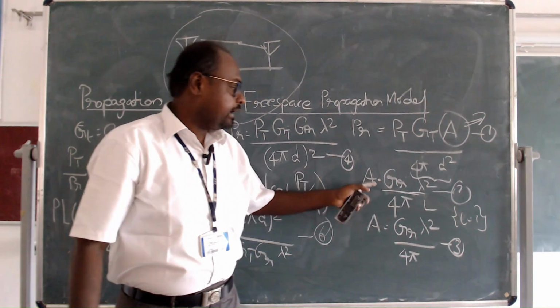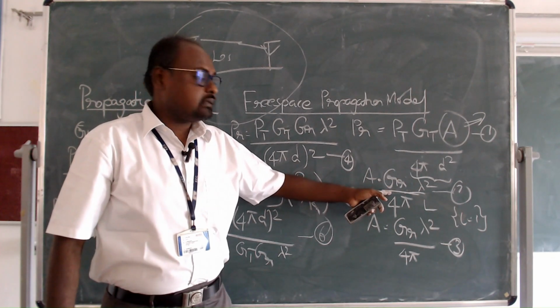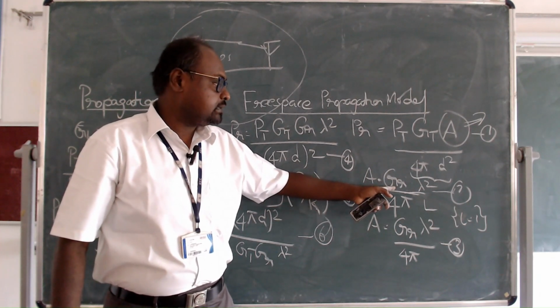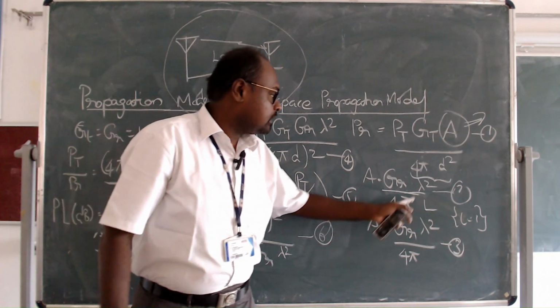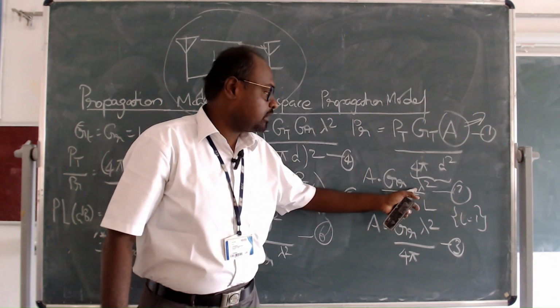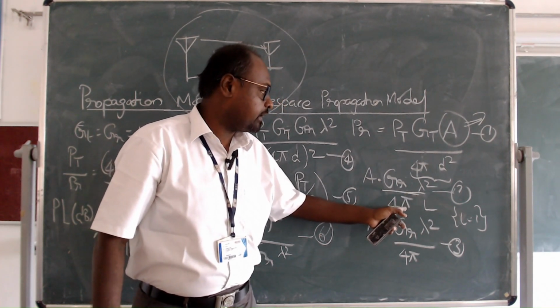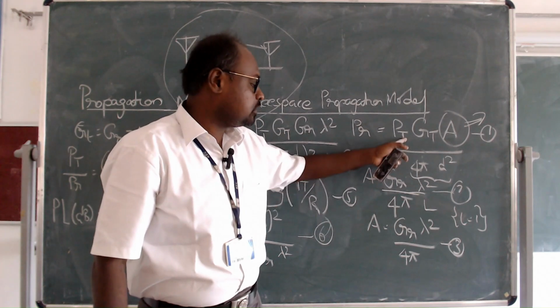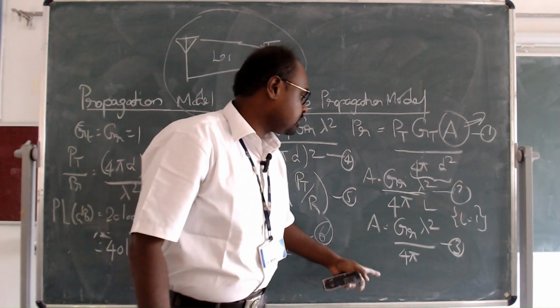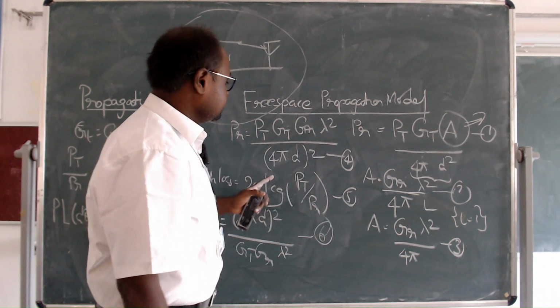So this A is given by what? A is a receiver thing. So it is GR, the gain of the receiver, multiplied by lambda square divided by 4 pi. Now substitute equation 2 in equation 1. Okay, right? So your equation 1 will become this fashion.